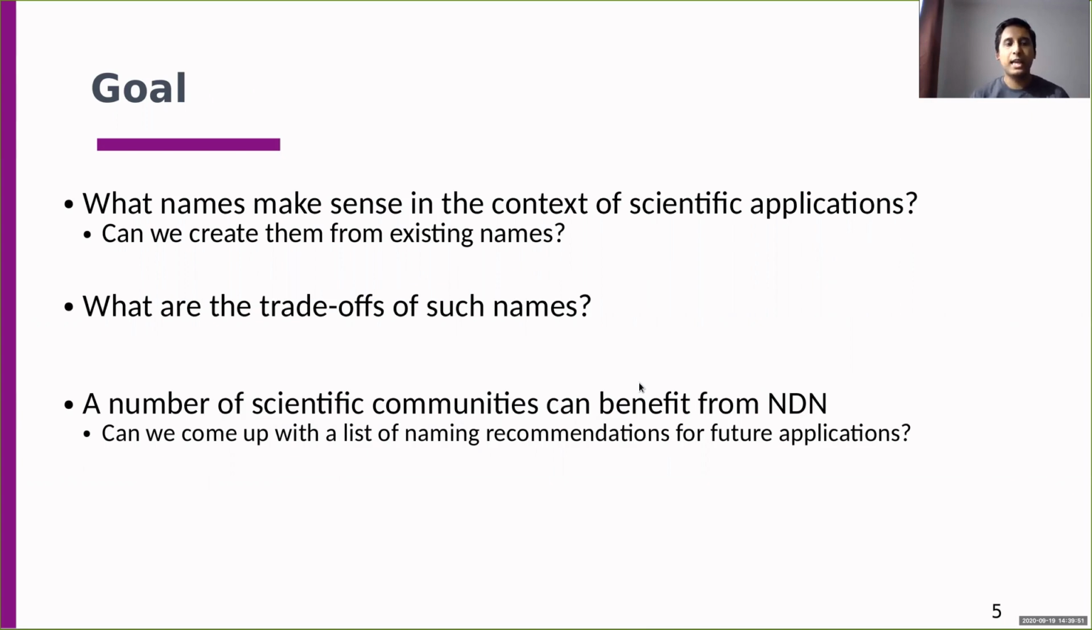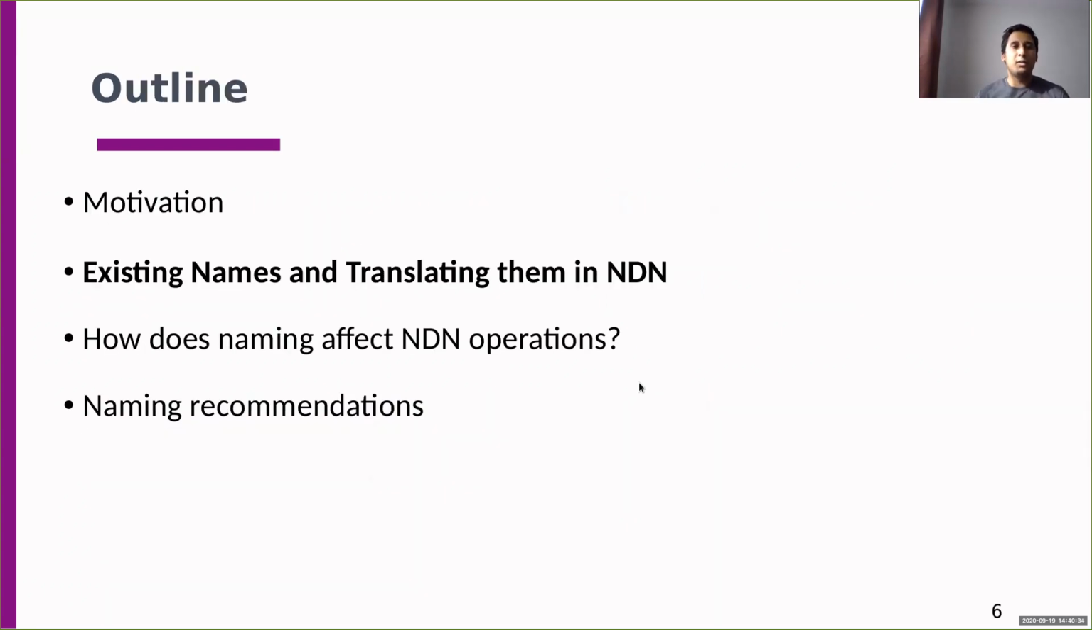So the questions that we want to answer in this study are: how can we create NDN names from existing names? What are the trade-offs of such names? And if we have another scientific community which wants to use NDN tomorrow, can we come up with a list of recommendations for that community so that they can? So this is the outline of this talk.